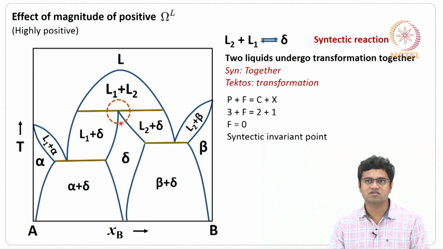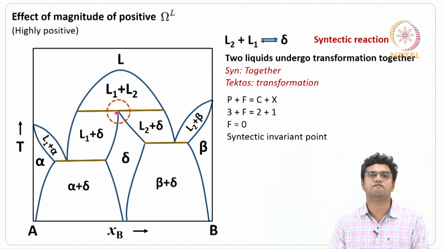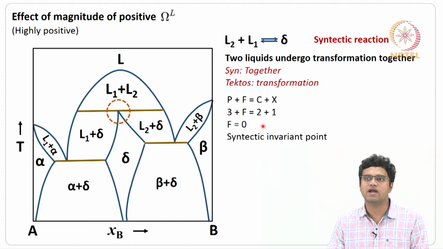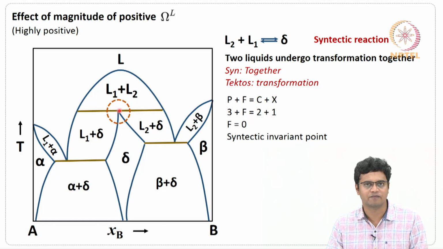Okay, now what is this point then? Here two liquids transform into a solid. It means at this composition and at this temperature, there is a three-phase equilibrium. Understand? If I calculate the degrees of freedom, I get 0. It means this point is an invariant point. I do not have freedom of changing either composition or temperature, otherwise I will be missing out this point.